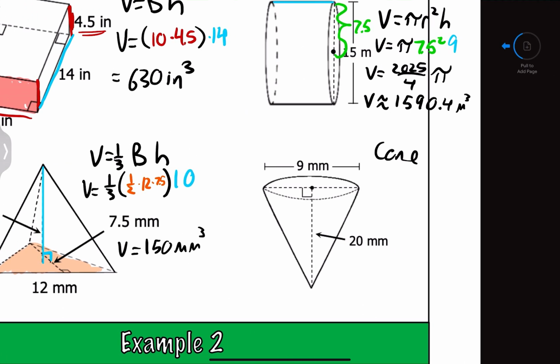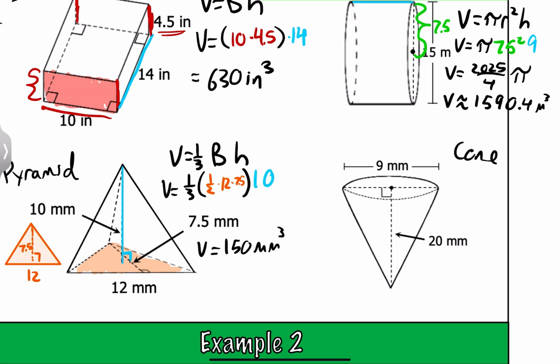Last up is the cone. So again, volume is 1/3 area of our base, which is pi r squared, times the height. So we're going to take a look. We're given a diameter again, so half of that is 4.5. The height is given directly, which is 20. And we have pi and 1/3.